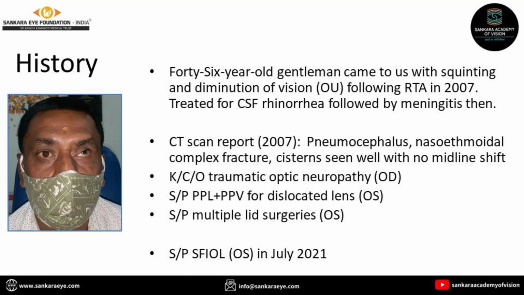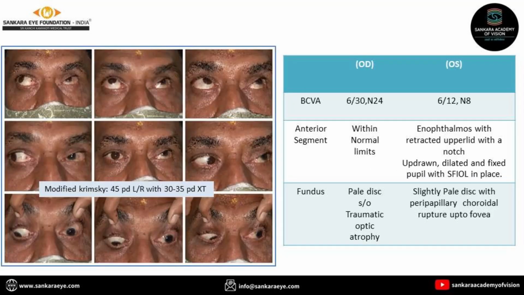He had undergone multiple lid surgeries in the left eye and also a pars plana lensectomy and vitrectomy for a dislocated lens in the left eye. He had also undergone an SFIOL recently in July 2021.